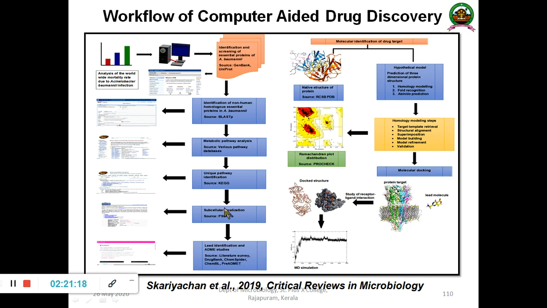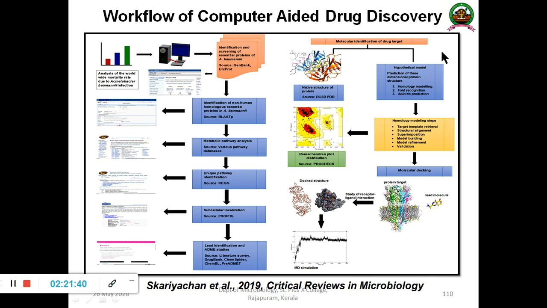Once the literature survey and everything is done, and the ligand is ready and the target is ready, then again there are two aspects: whether the structure is available or not. If the crystal structure of the target is available, then you take the crystal structure and do the docking studies.